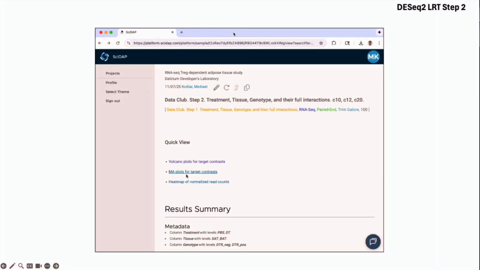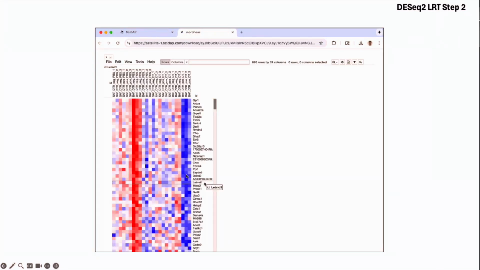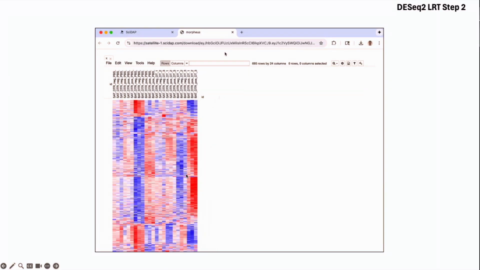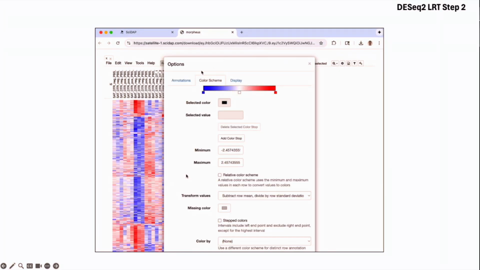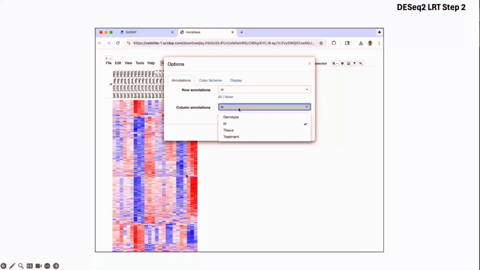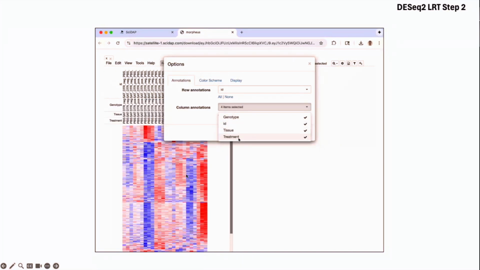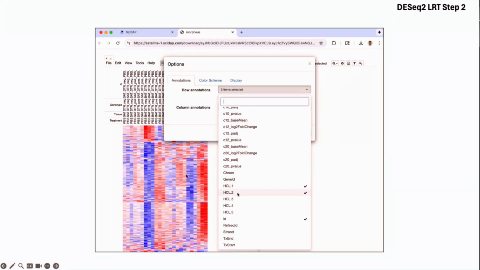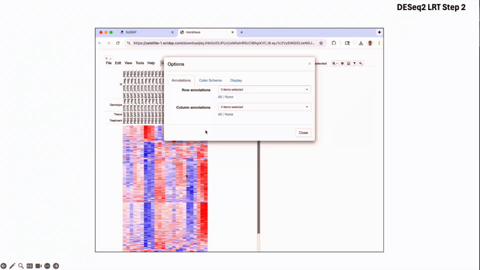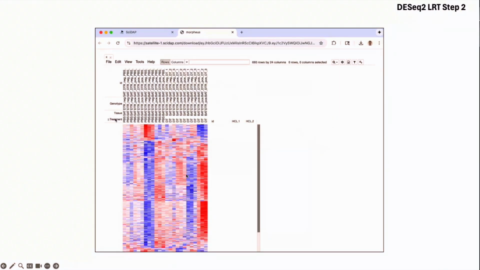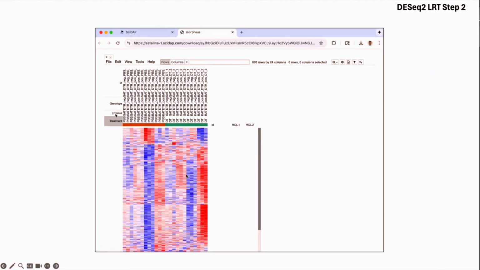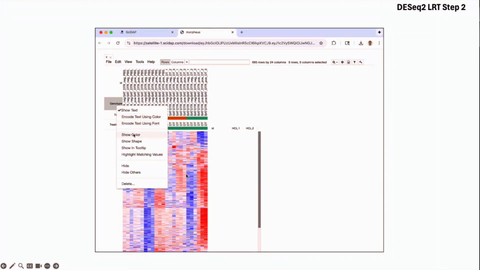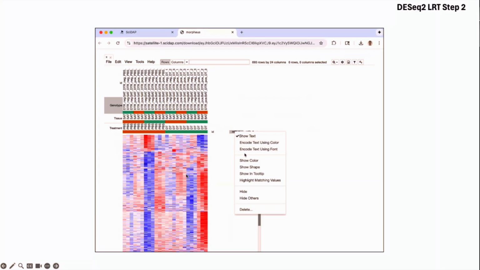And also, you can see the heat map of all of the genes that were identified as significant in at least one of the contrasts. And in this case, we run clustering because we have several target contrasts. If it was only one, probably I would just order them by log-fold change. And from this Morpheus heat map, you can also download a PDF version or PNG file.